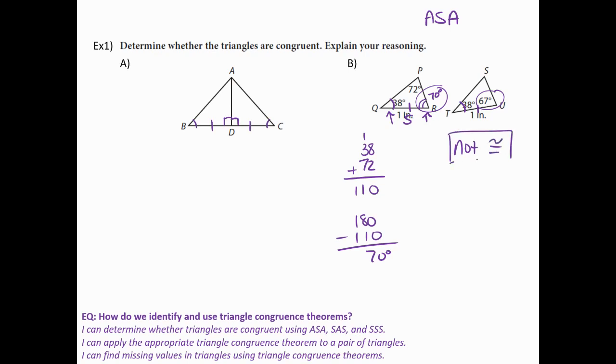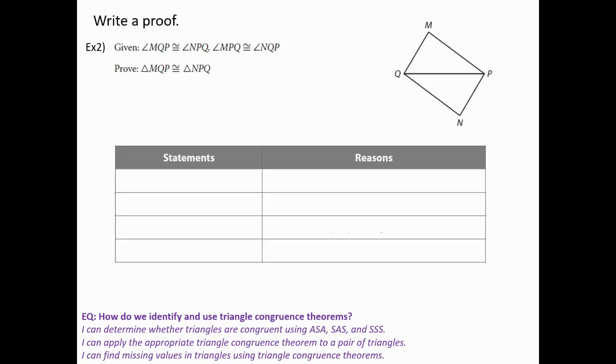Whereas this one, I apologize, these are congruent. Determine whether the triangles are congruent. This one would be yes by angle, side, angle. Awesome. Cool. Then let's practice it in a proof.